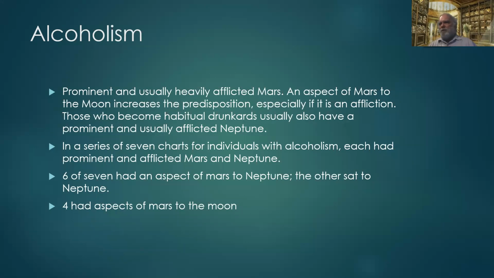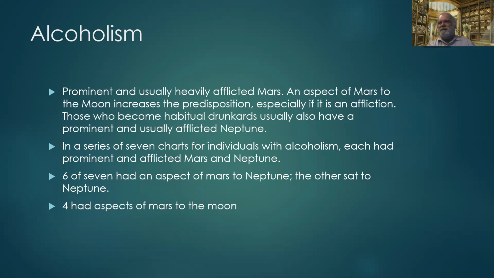I have one chart of someone who once had severe alcoholism, blacked out drunk, barely survived his 20s. And that person's name was Paul Bergner. I've been sober 50 years now. But I don't have a prominent or heavily affected Neptune. My Neptune has absolutely only harmonious aspects to it.